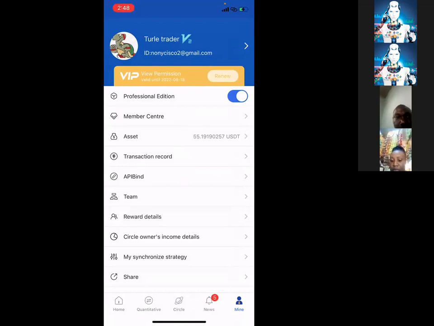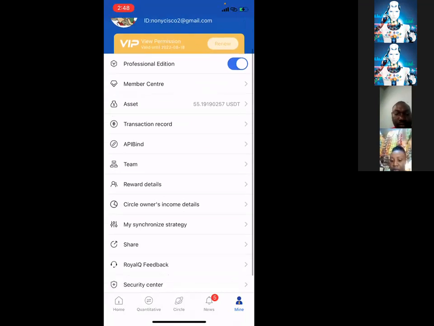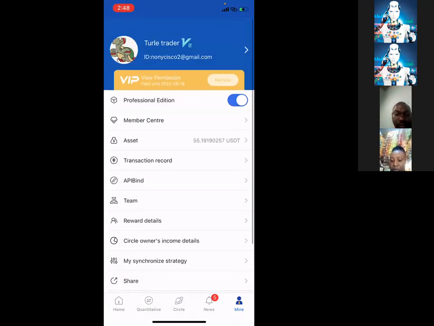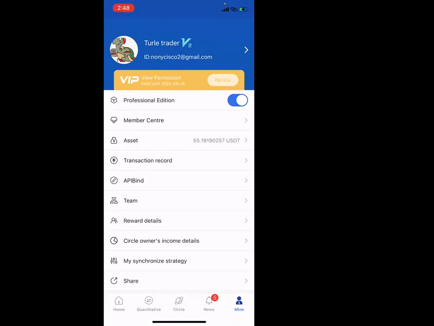I think we're going to just leave the rest, the circle owner rewards, synchronized strategy. Let's just get to quantitative and see how to set up a trade, because I really want us to make sure that we get that properly. So let's get to quantitative.